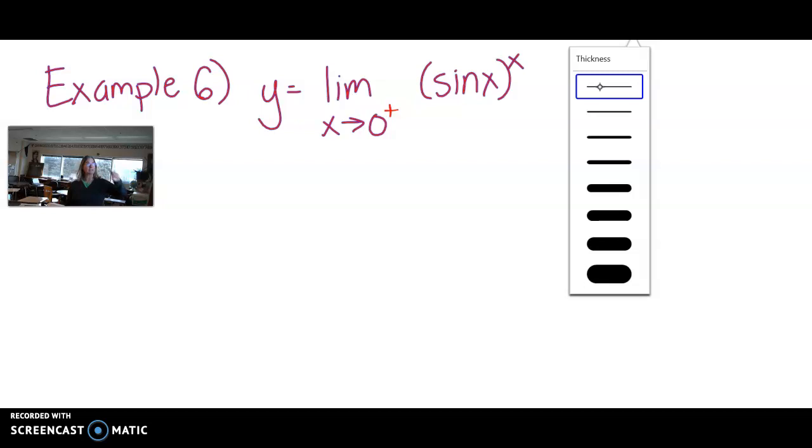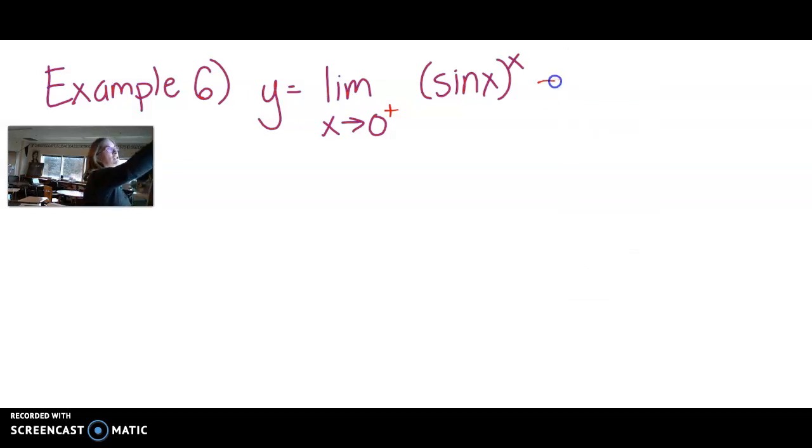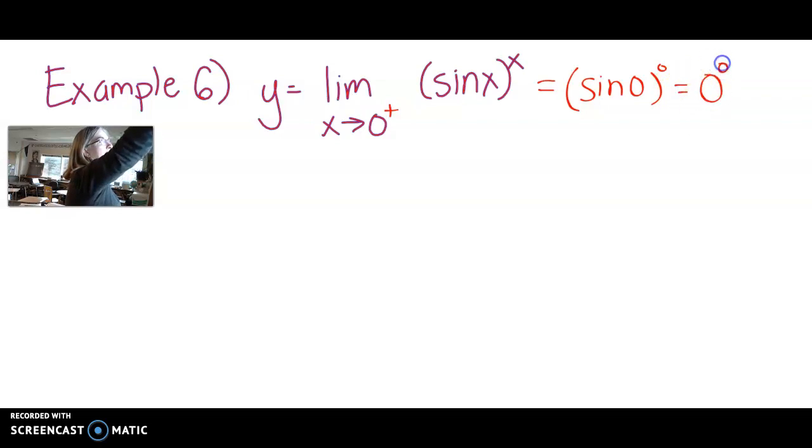So this example, write this down. We're going to find the limit as x approaches 0 from the right of sine of x to the power of x. If I do direct substitution, I'm going to get the sine of 0. Think to yourself, what is the sine of 0? It is 0. And we get this indeterminate form 0 over 0. We cannot apply L'Hopital's rule right now because it's not in the form 0 over 0 or plus or minus infinity over infinity. So we have an exponent.